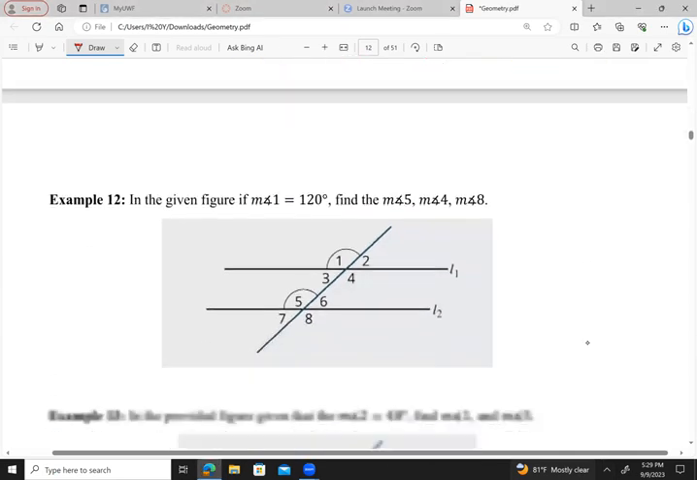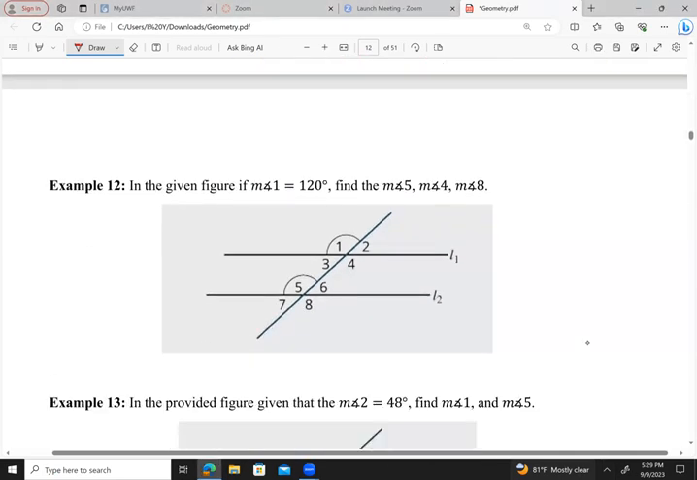In the figure given below, the measure of angle 1 is 120 degrees. Find the measure of angle 5. Well, they have the same measure. So angle 5 would be the same, 120 degrees.